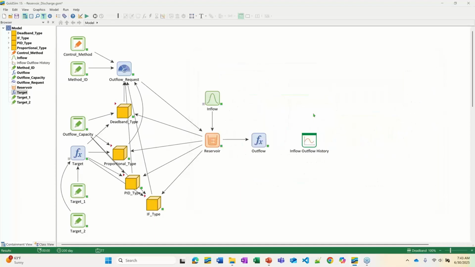Now let's do another comparison. Let's compare this option to the if statement. And I'm using the if statement. It's not a type of controller. It's a type of functionality that we've built. I included it when I first started using GoldSim as a way to control flows. And it's got some problems with it, which we'll see here in a second.